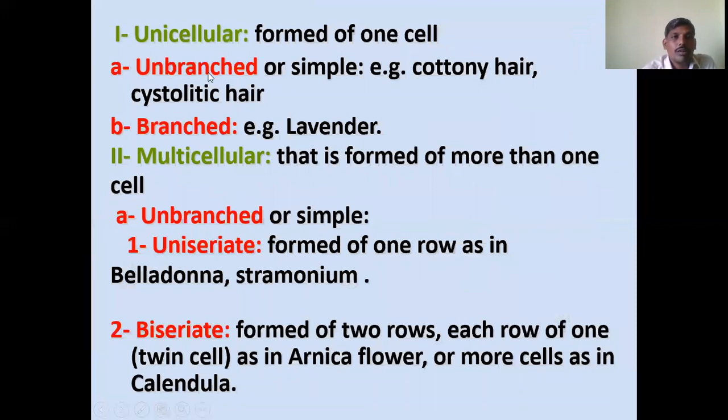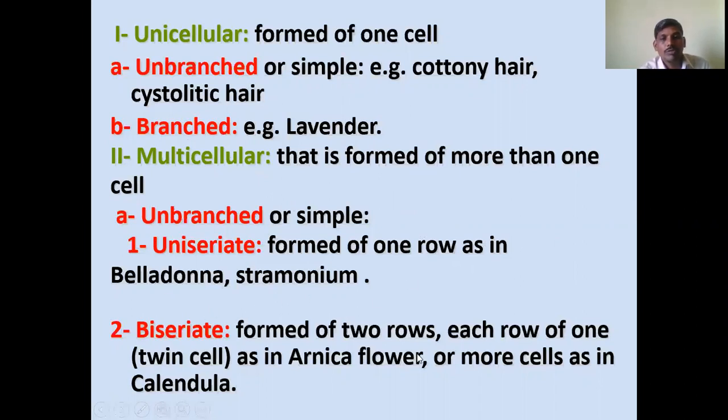Unicellular, as just said, is formed of one cell. Unbranched is a simple trichome, like cottony hair and systolic hair. Branched is present in lavender. Multicellular is formed of more than one cell. Unbranched multicellular is simple uniseriate, one row of cells, for example belladonna and stramonium.